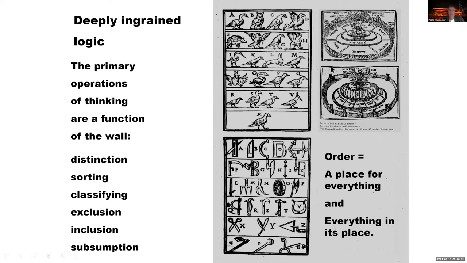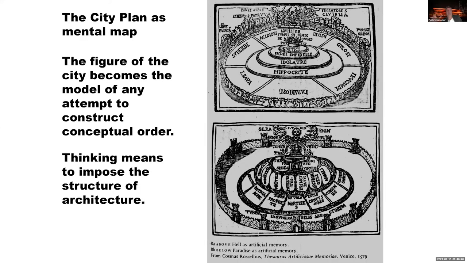And then that city model, or other caging models, become nearly the only apparatus by which we can have overview orders over a certain knowledge domain. So the figure of the city becomes the model of any attempt to construct conceptual order. Thinking means to impose a structure of architecture on a domain of knowledge.